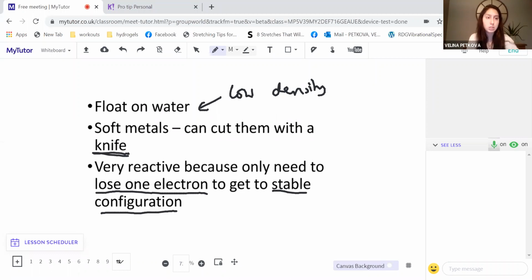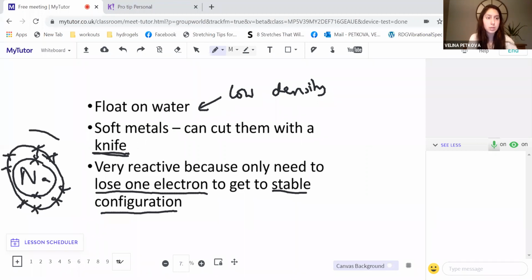So take sodium. It's got 2 electrons in its first shell, 8 electrons in its second, and then 1 in its last. So once again, it just wants to lose this 1, and then it is happy because it has a full outer shell.